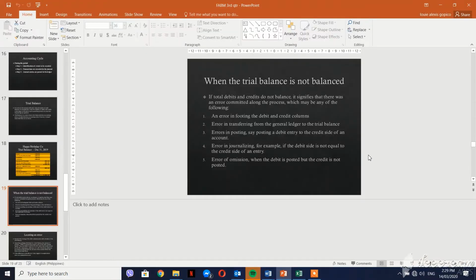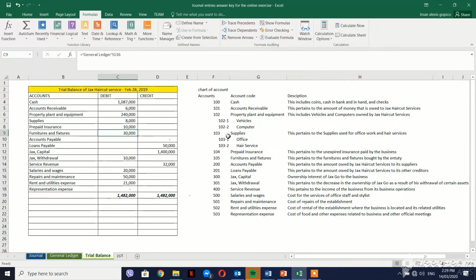So when the trial balance is not balanced, it signifies that there was an error committed along the process, which may be any of the following. First, error in footing the debit and the credit. Here in our example, for example, I add them manually, since this is computerized, and when I add them, my total is 1.4 million. So I made a mistake in adding. That is one of the reasons why the trial balance will not be equal. So wrong footing or wrong adding.